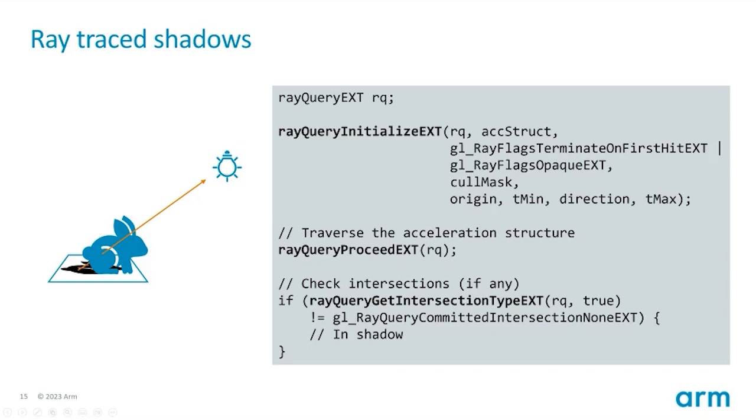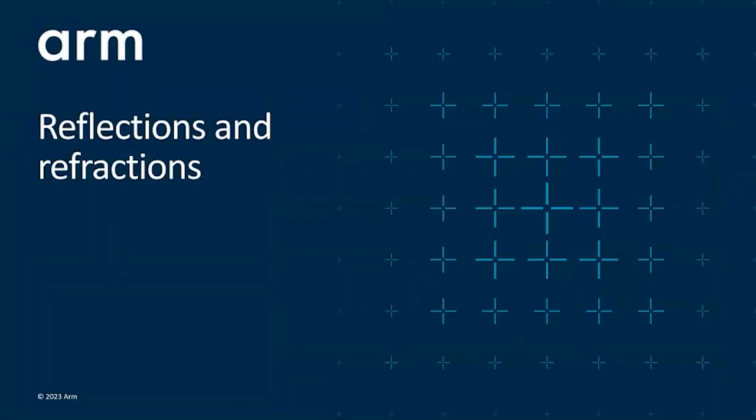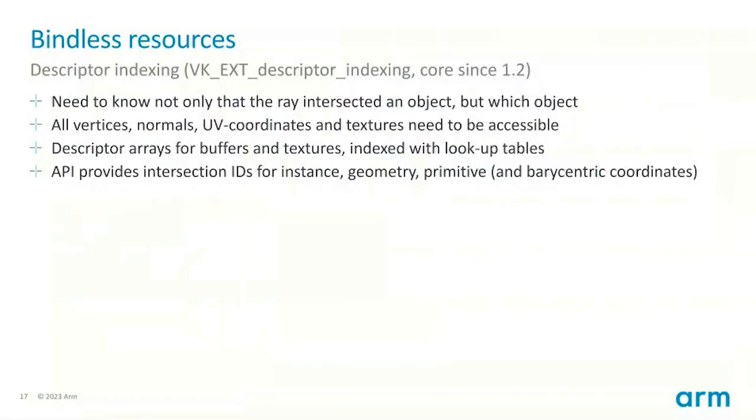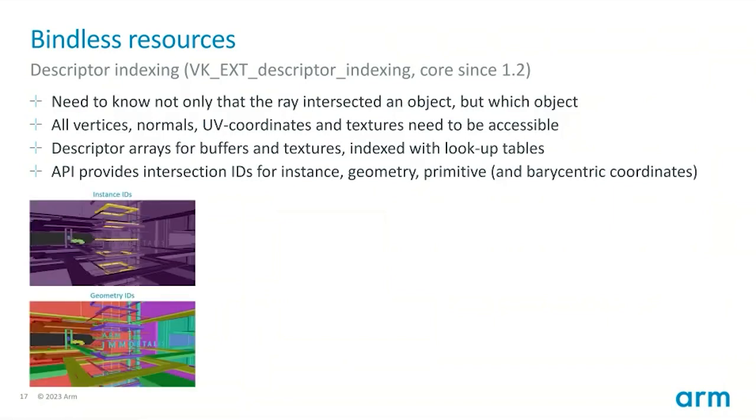So for shadows, as I said, it's simple because we don't need to know what we hit. That changes when we come to implement reflections and refractions. Here, we do need to know what we hit because we will be using that color to render our mirrors, for example. And as we saw on Tuesday as well, for this we need bindless resources, and that means using the descriptor indexing extension. We put all the data that we need, all the textures and buffers, into arrays, and then we use the information that we get from the acceleration structure traversal to determine what resources to access.